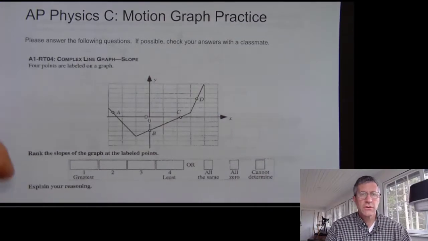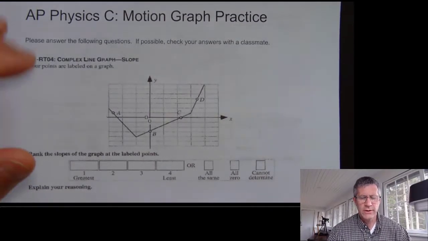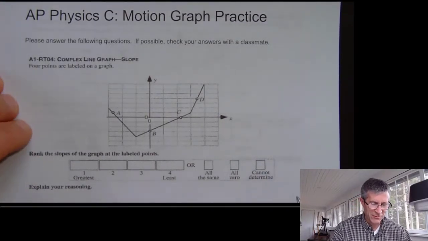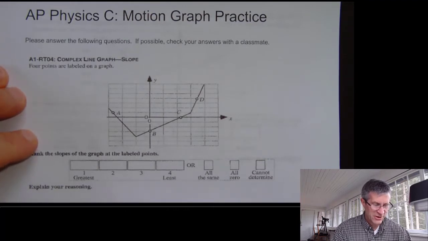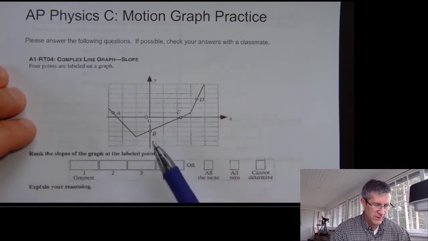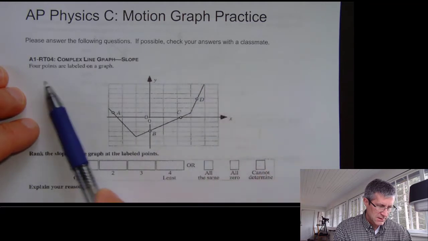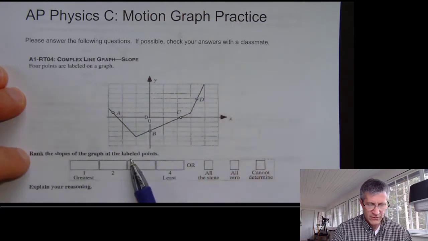Okay, physics, let me talk you through some of these questions and what I think the answers are to them. I haven't worked out these beforehand, so let's figure it out. So first one, I'm going to rank the slopes of the graphs and label points, right?